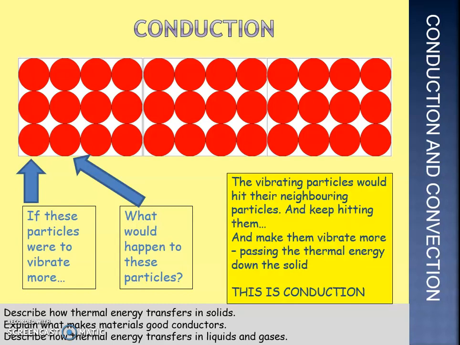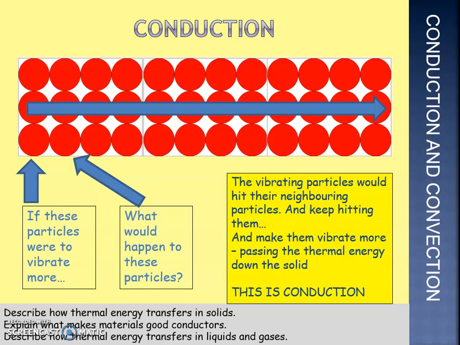Okay, the answer for this one is the vibrating particles would hit their neighbouring particles, and because they're vibrating, they keep hitting them. As they keep hitting them, they make those particles vibrate more. Now, when particles have more energy, they vibrate more, so a vibrating particle that's vibrating more has more energy. So this vibration passes that thermal energy down the solid, and this is what's known as conduction. A vibrating particle hitting the particle next to it, making that vibrate more, passing that energy on.